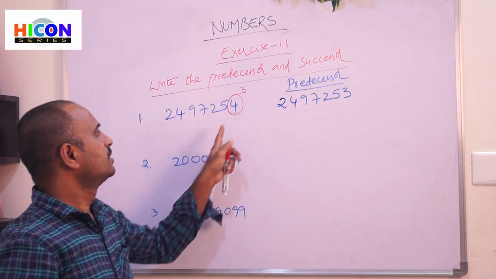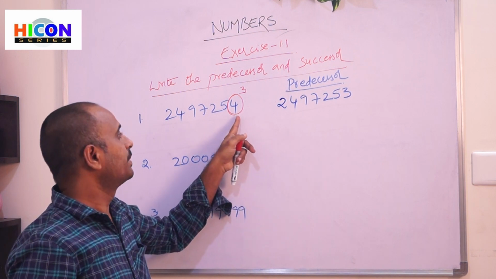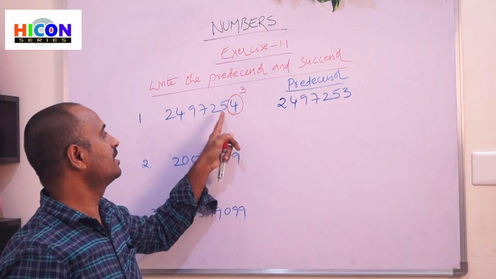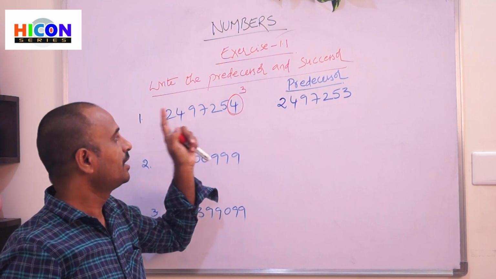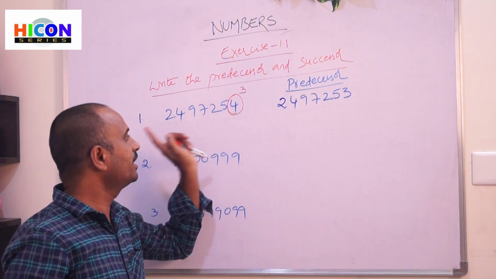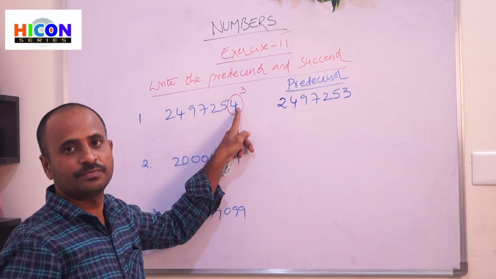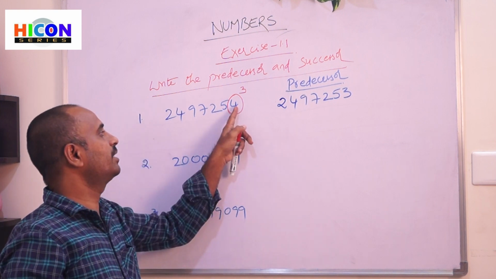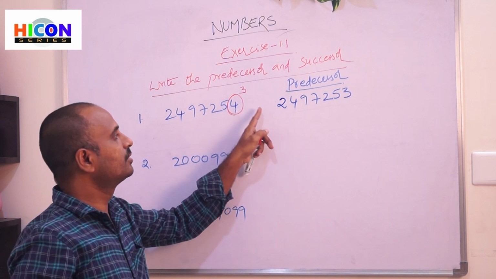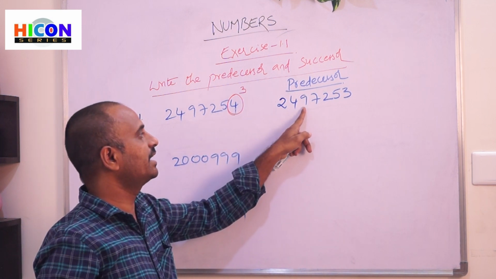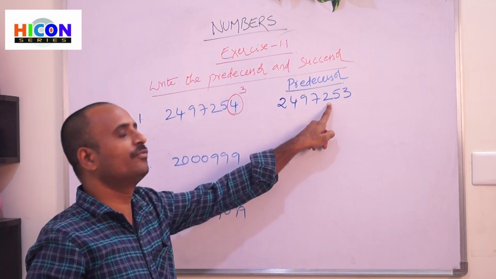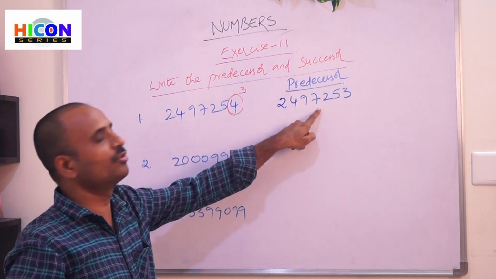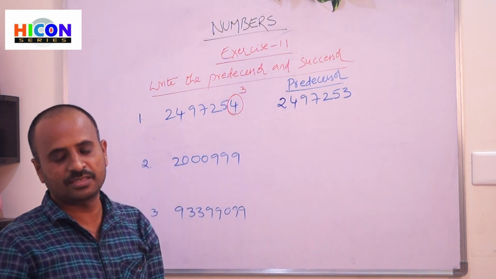So take the digit present in the ones place, that is, take the last digit and write its before number. Here the last digit is 4, and the before number for 4 is 3. So the number becomes 24 lakhs 97,253. So this is the before number. This is called the predecessor.